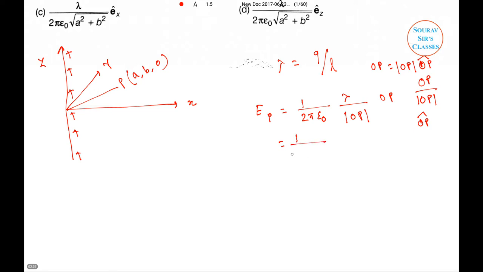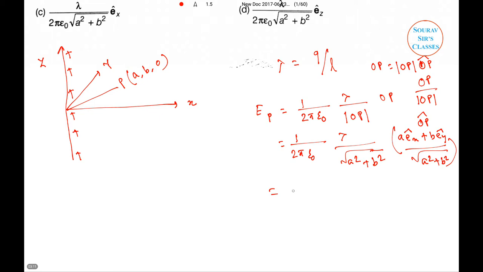Now simplifying this, we will write down the expressions. For modulus of OP, it will be root over of A square plus B square, and for OP, that should be A Ex cap plus B Ey cap divided by root over of A square plus B square. A Ex cap plus B Ey cap is actually representing the vector OP, and below there is the modulus form of it. So if you multiply it with the expression that is already written here, that will look like A Ex cap plus B Ey cap. So this is the solution of this problem. You can ask again for any other question that you have in your minds.